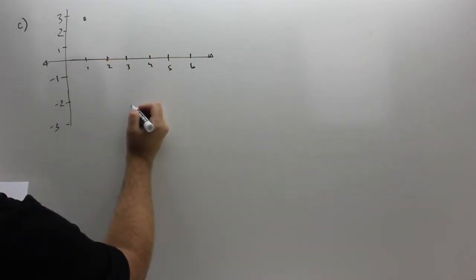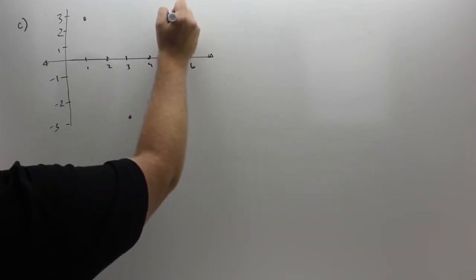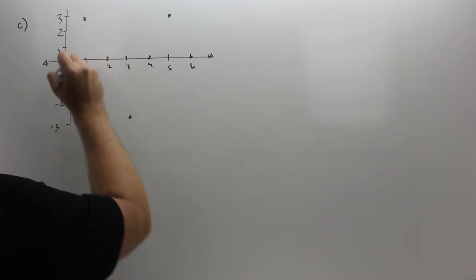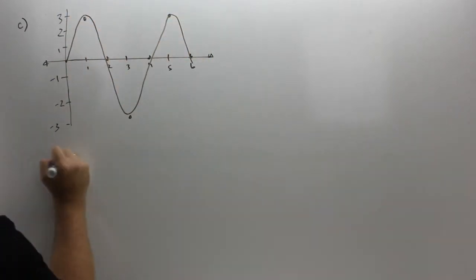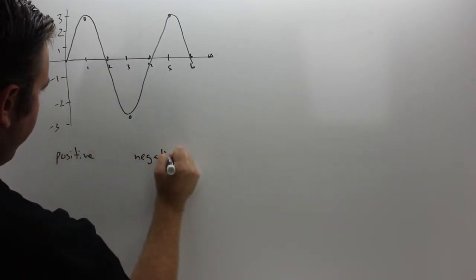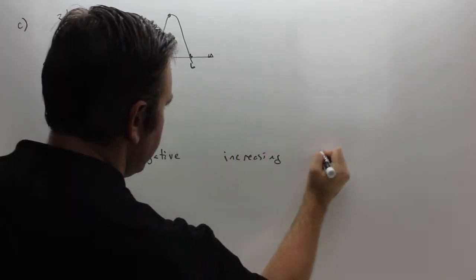And at 3, it looks like we hit a minimum somewhere around there. 4, 5, and then 6. We start here, so it goes kind of like that. Okay. So again, we're looking for when it's positive, when it's negative, when it's increasing, and lastly, when it's decreasing.